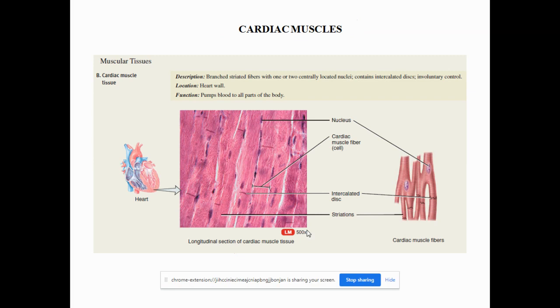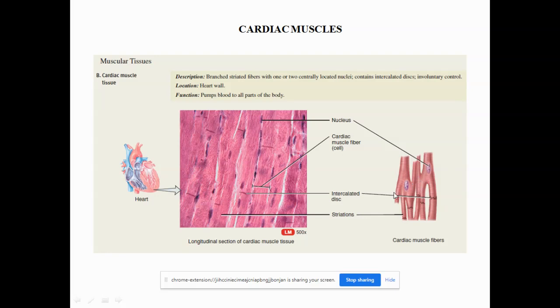So this is the second type of muscle, called the cardiac muscle. From the name you can understand that this is the muscle which is present in the heart. They are also branched like the skeletal muscles, with only one or two centrally located nuclei. In the skeletal muscles, the nuclei are peripherally located, whereas here the nuclei are centrally located, as you can see in the picture. It is not under our control. It is under involuntary control, and it is present in the heart wall.